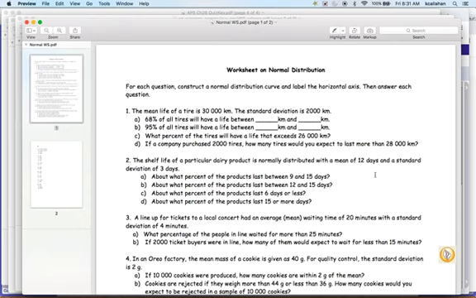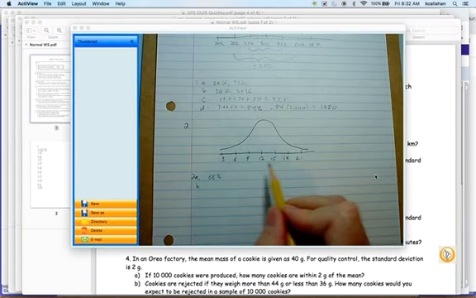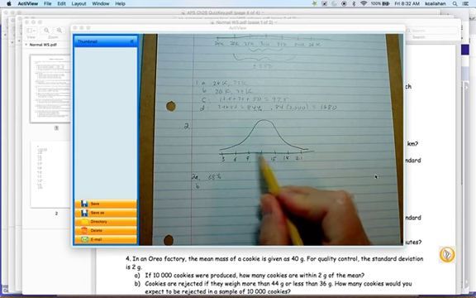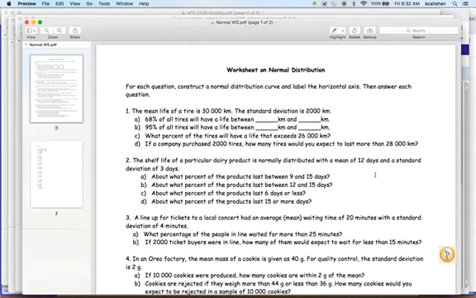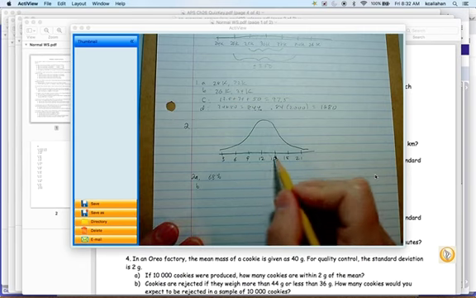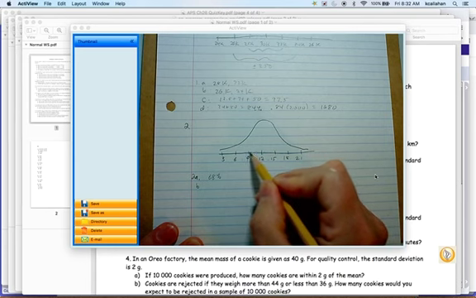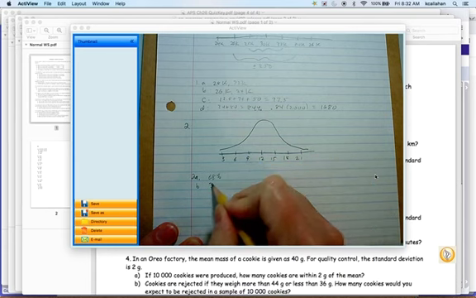Okay, but 2A. Between 9 and 15 is plus and minus 1 standard deviation, that's 68%. 2B. So again, in between 1 standard deviation to the left and to the right, that's 68%. Next question. About what percent of the products last between 12 and 15 days? Between 12 and 15, well, that would be half of what we just answered, right? 9 to 15 was 68, so B should be 34%.